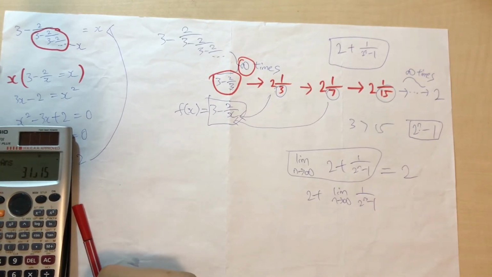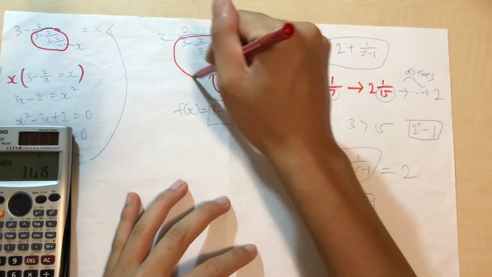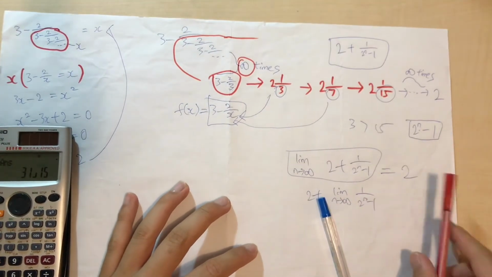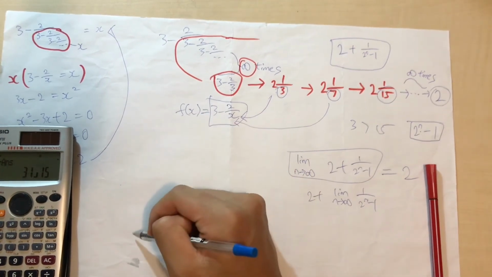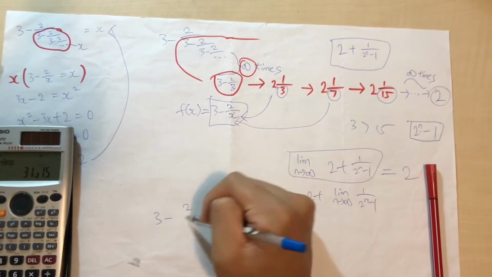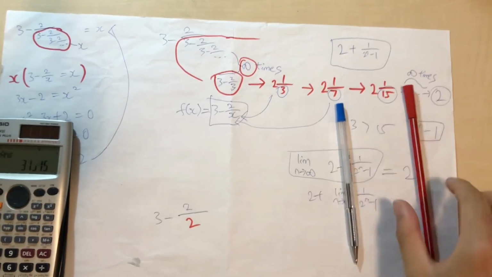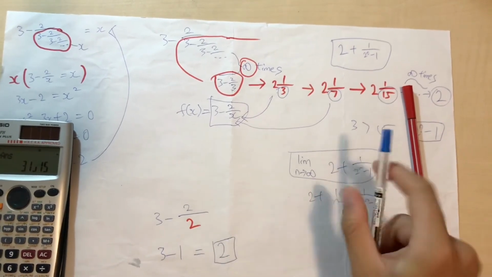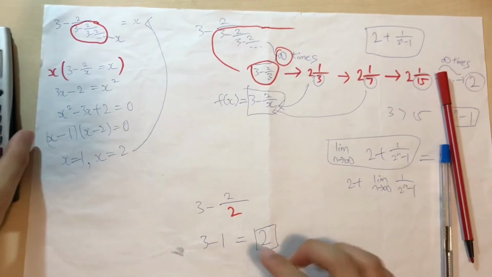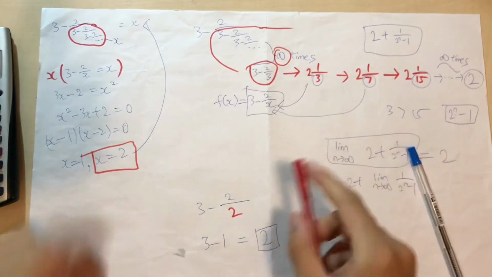So we can already find our answer. At the beginning, we were focusing on this part, and we found out that it converges to 2, so that our problem is now 3 minus 2 over 2, which is 3 minus 1, and it is indeed a 2. So SyberMath, I will pick 2 as my answer.